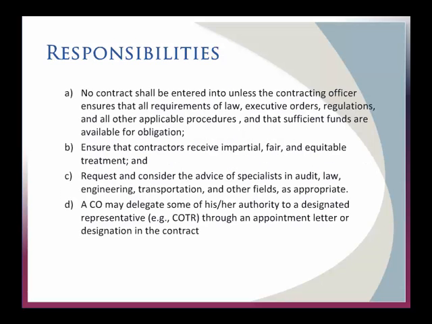Some other things that contracting officers do: not only are they responsible for all this stuff, but they have to make sure that contractors receive impartial, fair, and equitable treatment. Remember, these are taxpayers who own small businesses, for example, that are competing for our business in the government, and they have to be treated fairly. They also request and consider the advice of specialists in audit, law, engineering. It could be you or others. So they're going to take input from lots of folks, but the decisions are actually theirs. It's very important what these folks do. And any contract is always going to have to be signed by them.